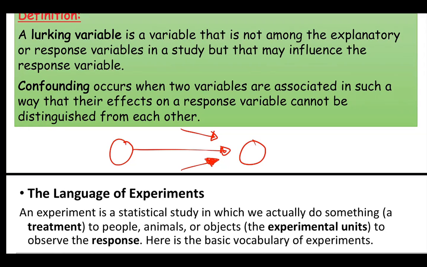The other one is confounding. Confounding occurs when two variables are associated in such a way that their effects on a response cannot be distinguished. So these two are very much associated, okay? So confounding occurs when two variables are associated in such a way that their effects on a response cannot be distinguished from one another. So kind of like lurking, I can't tell the difference. I can't tell what's causing my headaches to go away.